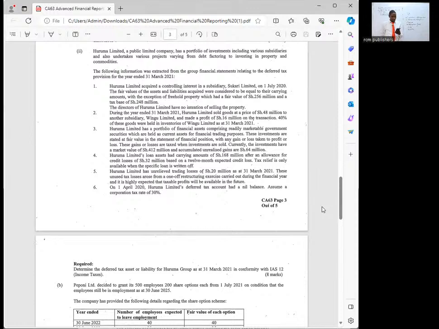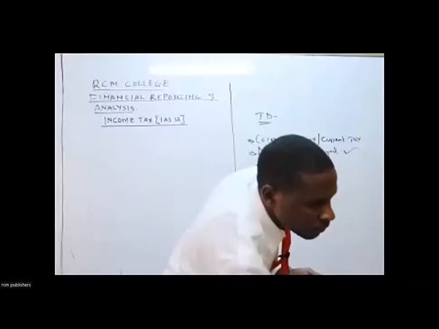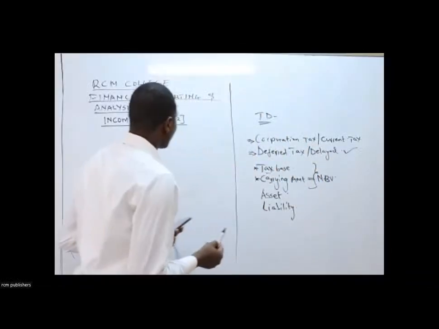Great. Then we are asked to determine the deferred tax asset or liability for Huruma Group as at 1st March 2021 in conformity with IAS 12. You're given 8 marks. So that is the question that we are expected to look at this afternoon. So class, allow me to stop sharing this, and then have a schedule here.